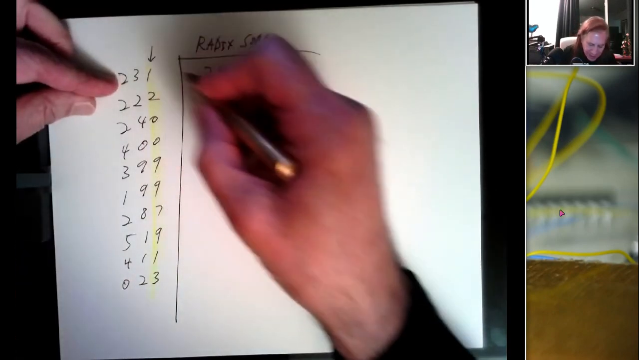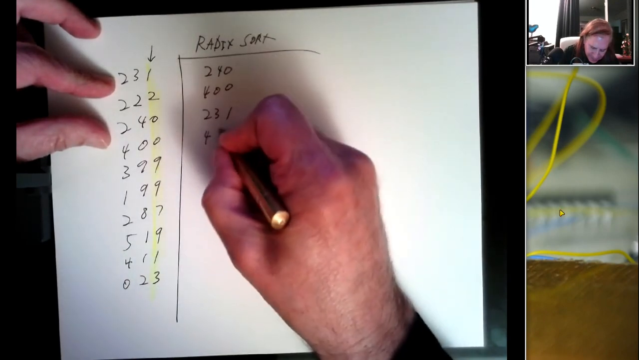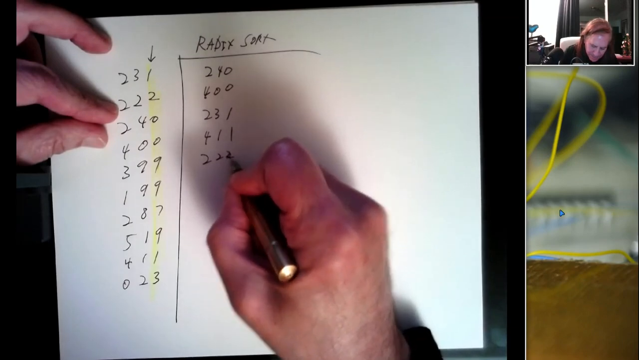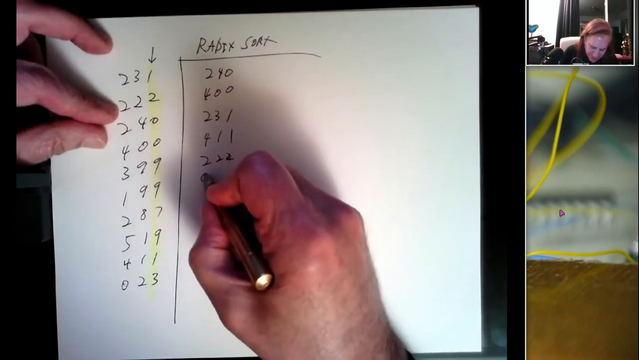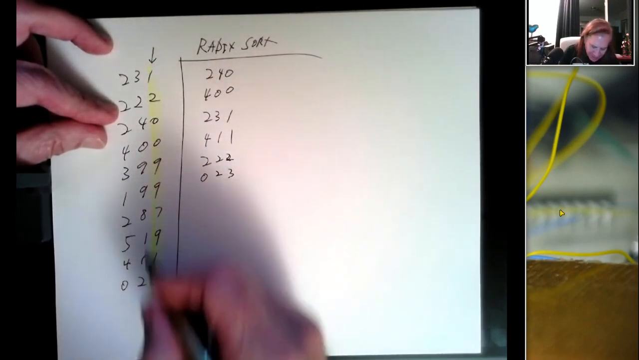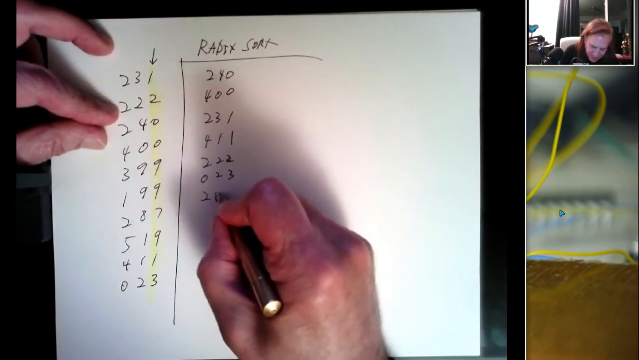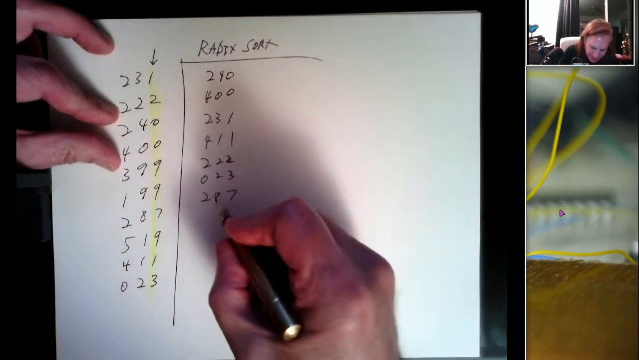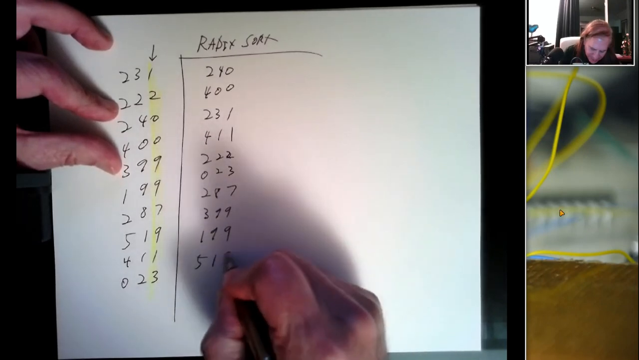Let's find all the things that end with a 1. That's a 231 and a 411. All the things that end with a 2, there's a 222. And that's it. Find anything that ends with a 3, that's a 023. Anything that ends with a 4 or a 5 or a 6 or a 7, there's a 287. Anything that ends with an 8, anything that ends with a 9, there's a 399, there's a 199, and there's a 519.